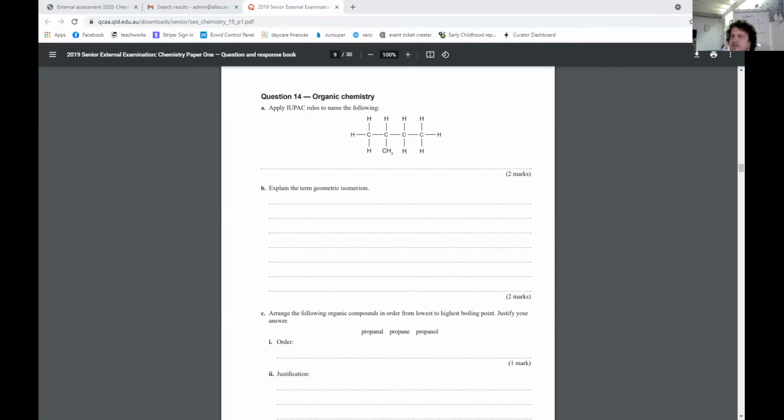All right, so this, anyone had a go at the naming in the chat? Why can't I see the chat now? So how many carbons have we got?